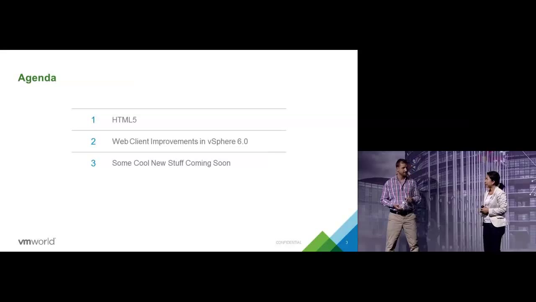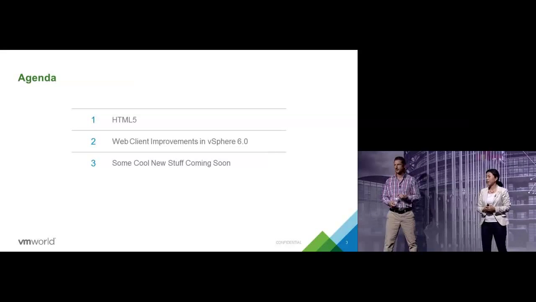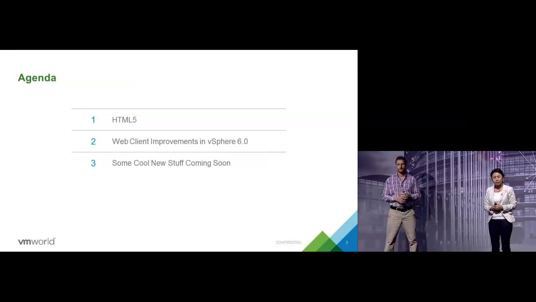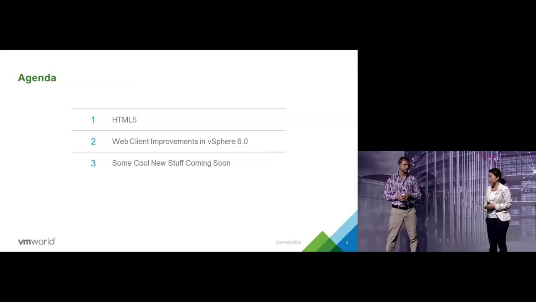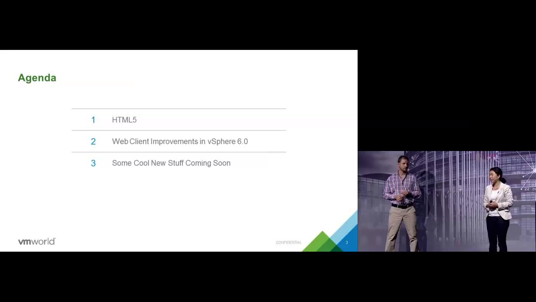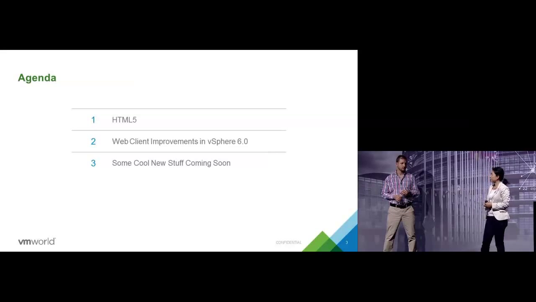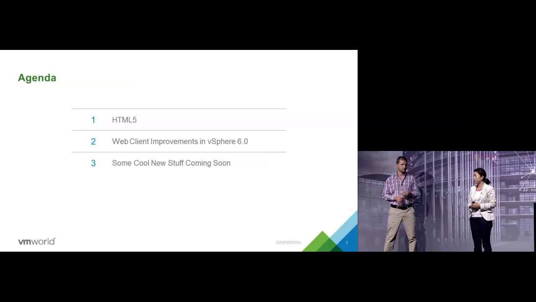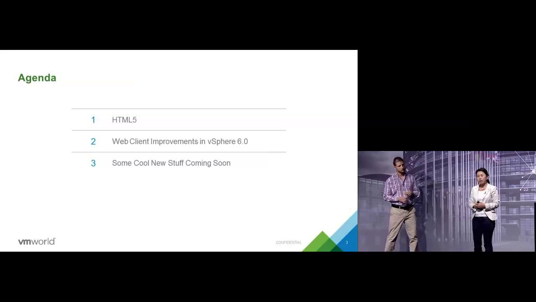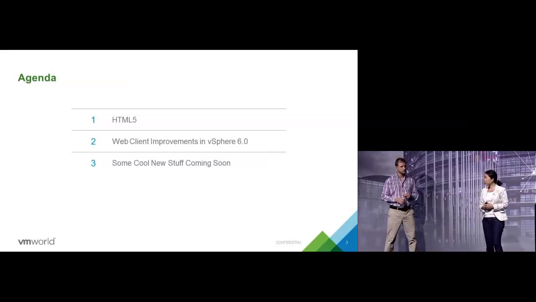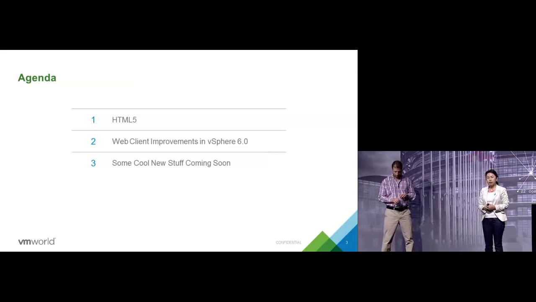So in terms of the agenda, we want to talk about a number of topics. One is about HTML5. This is definitely one of the highly requested features and capabilities for the product, and we want to give you a preview in terms of what's to come. The second is talking about what's available in the market today, vSphere 6.0, and we have also shipped 6.0 U1 just in the last few weeks. We want to talk about the improvements we have made in that area. And lastly, we'll give you a preview in terms of some new and cool stuff to come.